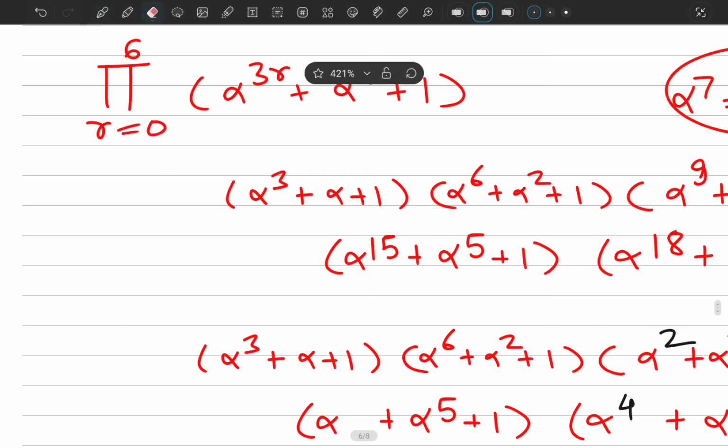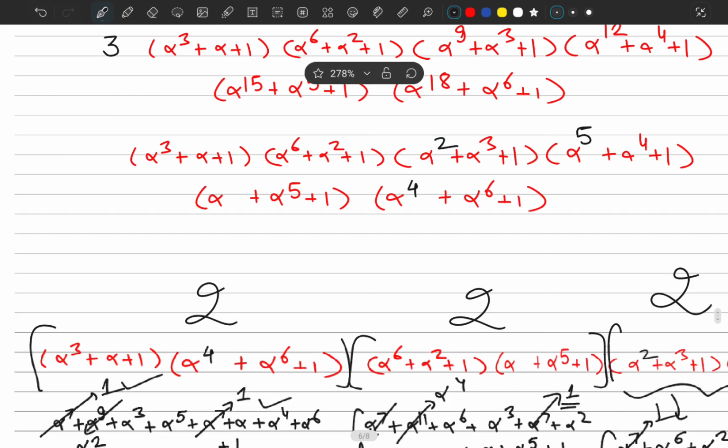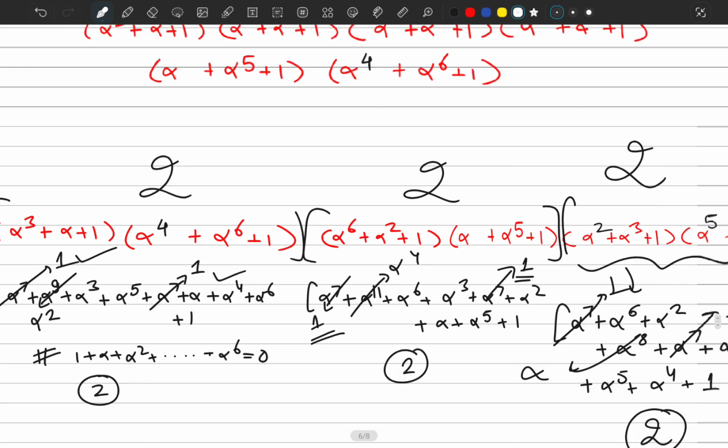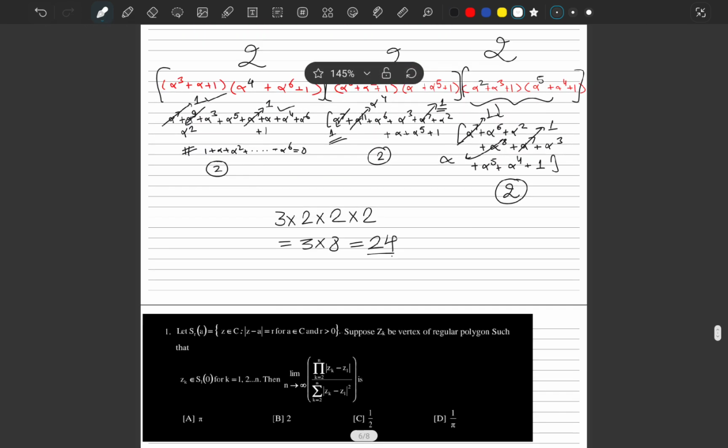And this will be 3. When we put 0, it will be 1 plus 1 plus 1, right? For r is equal to 0. So it will be 3 into 2 into 2 into 2, that is 3 into 8, 24. Alright, so the answer to this problem is 24, and this is the correct answer.